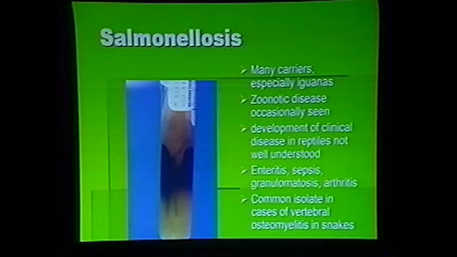Why these animals are carriers that suddenly develop clinical disease and pathologic changes is not well understood. Typical presentations include enteritis, sepsis, granulomatosis, and arthritis. Salmonella arizona is a particularly common isolate in cases of vertebral osteomyelitis in snakes.